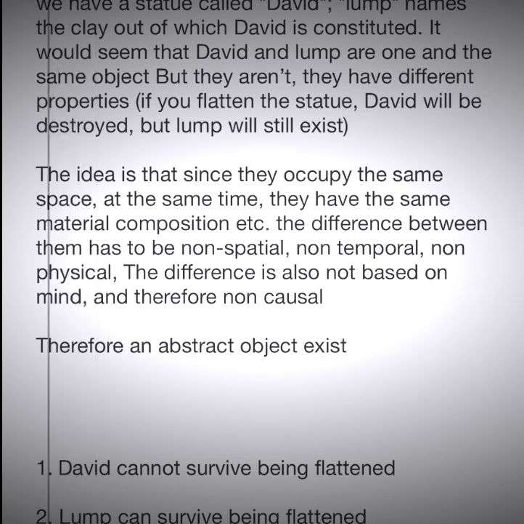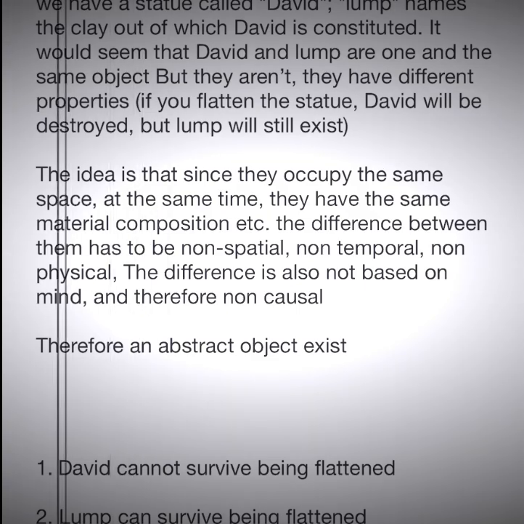And most importantly, this difference doesn't seem to be based on my mind, right? It seems to be an objective difference. It seems as though even if there were no minds, it would still be the case that if you flatten the statue, David would be destroyed, but Lump would still exist. This seems like an objective fact. It doesn't seem to be based on any minds. It would be an objective property of reality. And since it's non-spatial, non-temporal, and non-physical, it would have to be non-causal.